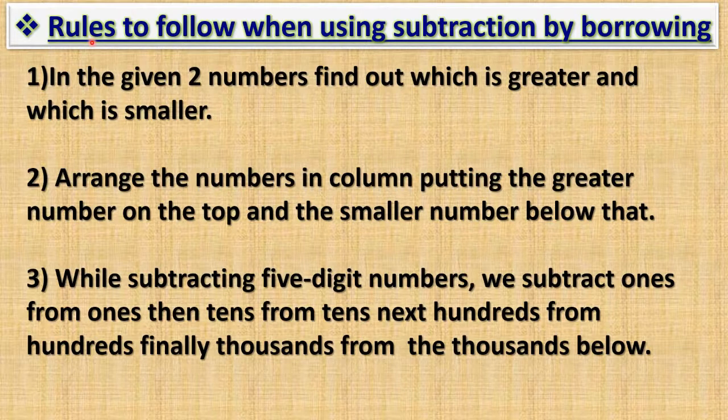Students, rules to follow when using subtraction by borrowing. First point, in the given two numbers, find out which is greater and which is smaller. Second point, arrange the numbers in column putting the greater number on the top and the smaller number below that. Third point, while subtracting 5-digit numbers, we subtract ones from ones, then tens from tens, next hundreds from hundreds, finally thousands from thousands below.